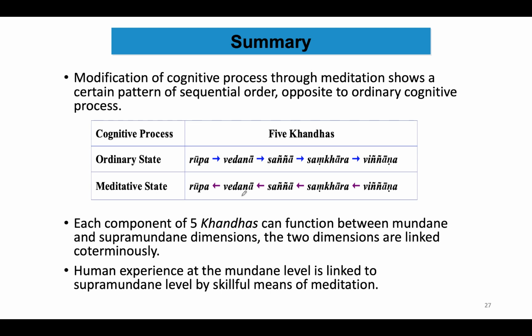Each component of five khandhas can function between mundane and supramundane dimensions. The two dimensions are linked coterminously. So when you engage in meditation, you might follow this bottom row. But when you emerge from meditation, then you might follow the ordinary state of cognitive stream, because the mundane and supramundane dimensions are linked coterminously. Human experience at the mundane level is linked to the supramundane level by skillful means of meditation.